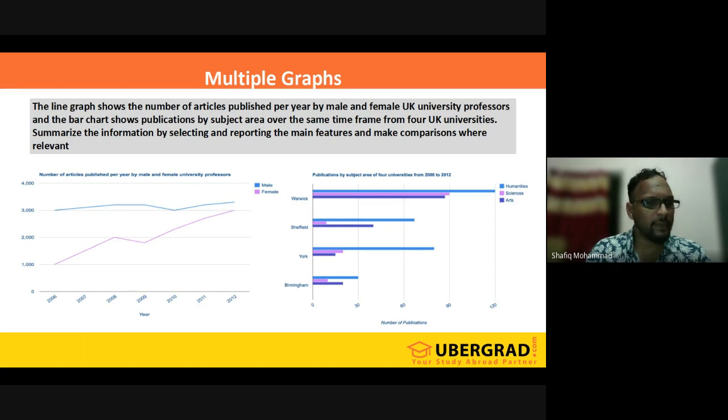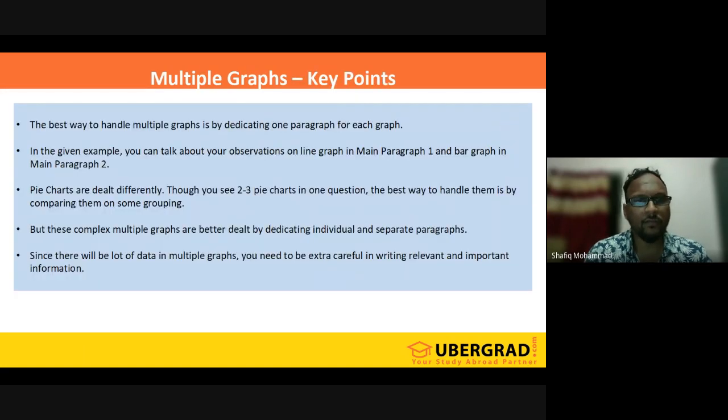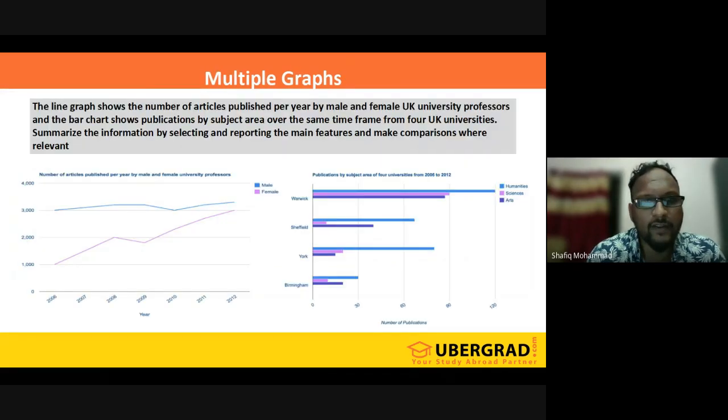I know it's a little big illustration for an introduction. Yeah, you can follow these key points also. The best way to handle multiple graphs is by dedicating one paragraph for each graph. This is self-explanatory, but I will talk about it. First, let me have you give the introduction. Then we'll talk about other paragraphs again.